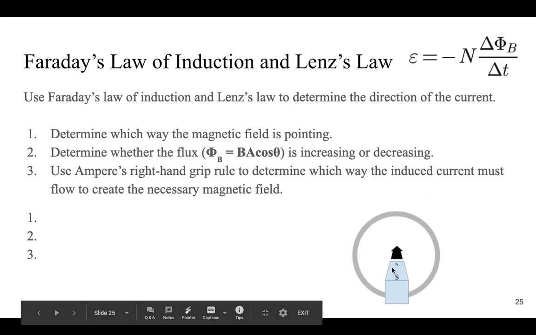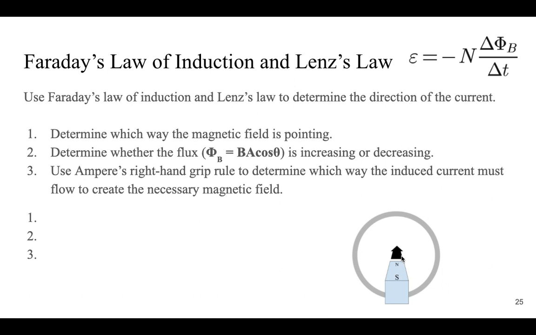As this is coming towards us, we need to determine which way the magnetic field is pointing. So imagine the magnetic field from this magnet. You would have the field lines going out from the north end, looping around, and coming back to the south end. So the magnetic field here is going into the page. As this magnet moves towards this loop, is the flux going to increase or decrease? It's going to increase as the magnet gets closer and closer. So magnetic field into the page, our flux is increasing.